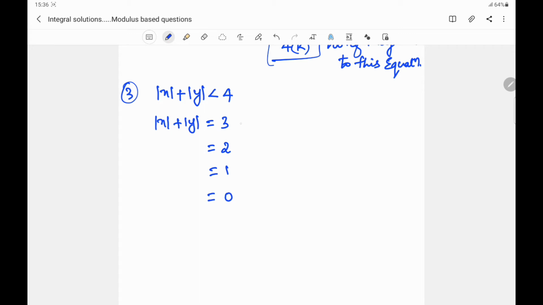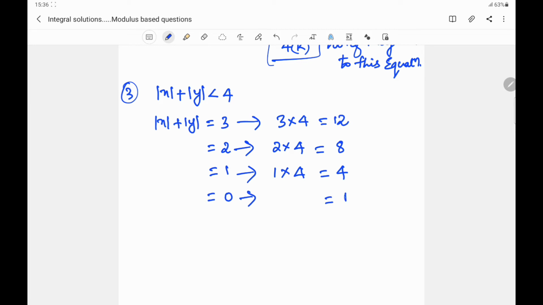Output is always positive. So when it is equal to 3, 3 into 4, we have total number of integral solutions as 12. Now when it is equal to 2, 2 into 4, total number of integral solutions is 8. Here total number of integral solutions is 4 into 1, this is 4. Total number of integral solutions here is 1. So the total is 25.